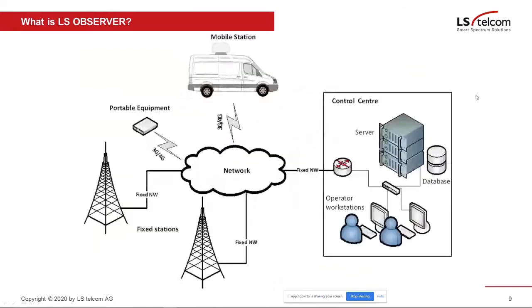Each LS Observer device can be operated standalone, but what makes it really interesting is to network all sensors together. If you have hundreds of sensors, for example, a countrywide monitoring system, you can network them all together. You have fixed stations, portable equipment, mobile stations, and you can control them remotely from a control center.